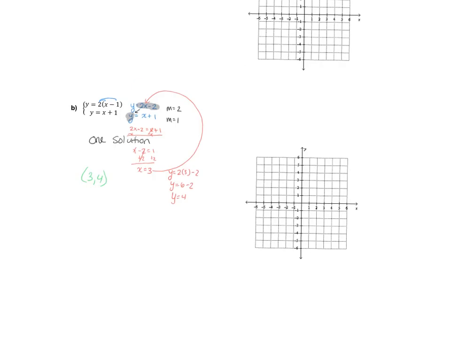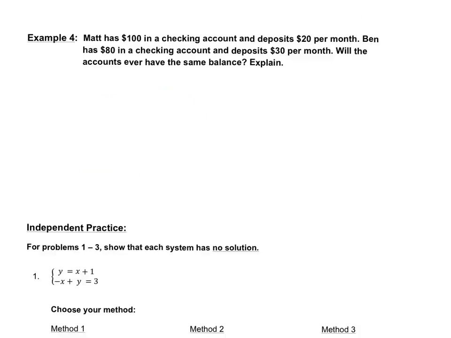So if they have the same slope, they're parallel, so no solution. If they have the same slope and b, the y-intercept, same y-intercept, then they're coinciding lines, and that's infinitely many solutions. If they have different slopes, it's one solution, because they'll eventually intersect.